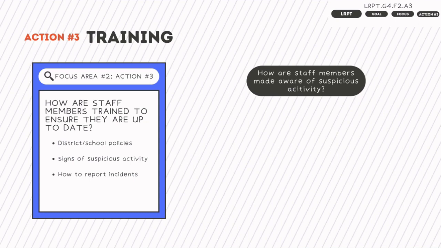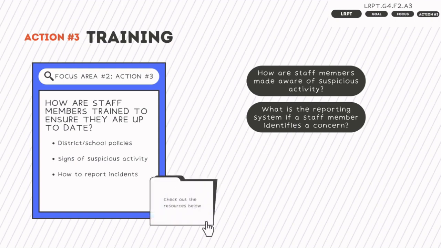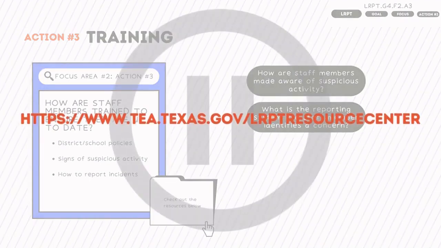As you're thinking through if these trainings are offered, it is also helpful to consider the processes that are included in the content of the training. When something is flagged for concern, how are staff members made aware of suspicious activity? What about if a staff member identifies a concern? What is the reporting system that allows them to quickly communicate with the security team? Check out the resources below for more information on these topics. Pause the video here and use the workbook to reflect on some of the processes that will be included in your training and what they will entail.